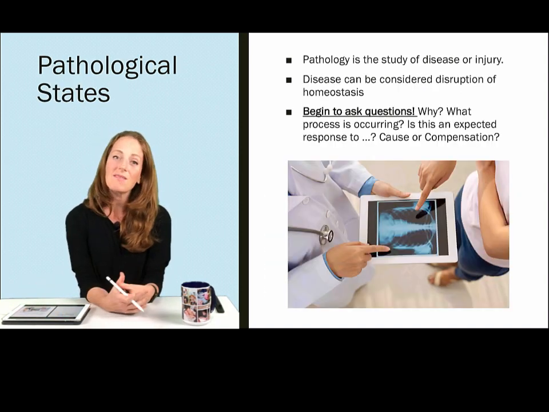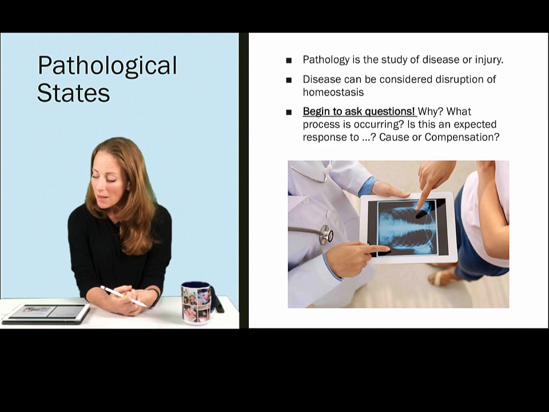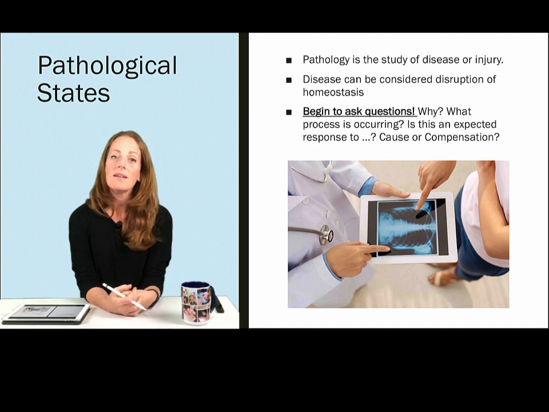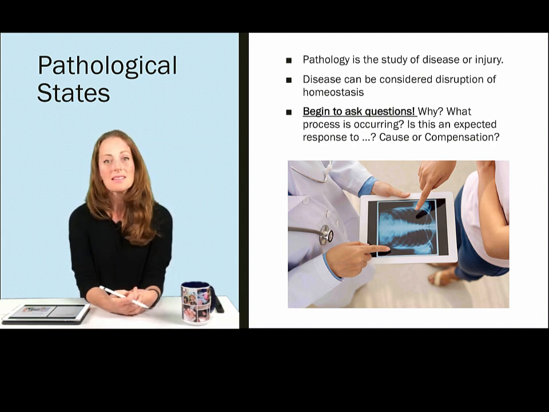When we see that values are outside of the normal range, you want to start asking questions. So pathology is the study of disease or injury. And this is when there are disease or injury processes that are moving the body away from homeostasis. So disease can be considered a disruption of homeostasis. Sometimes it's a response to a disruption of homeostasis. So you want to start asking questions.